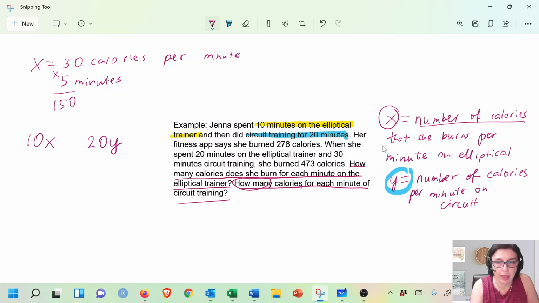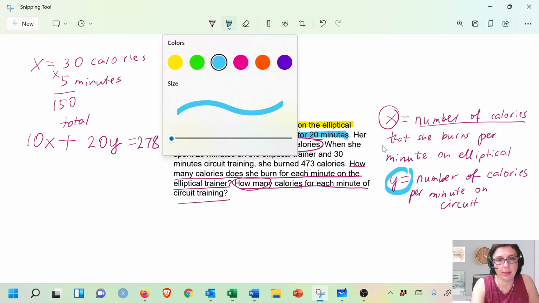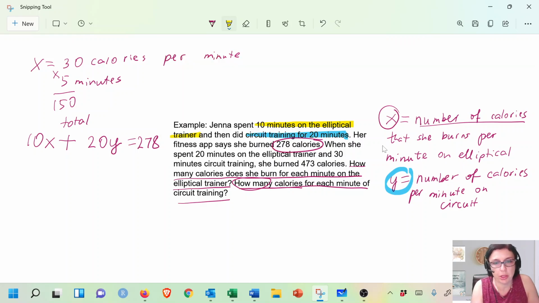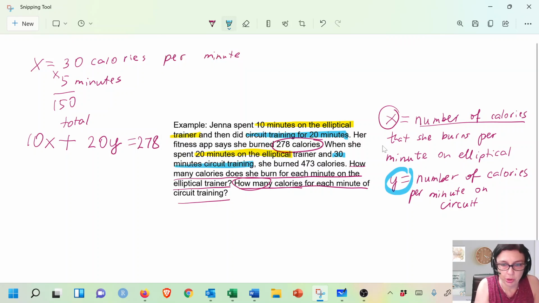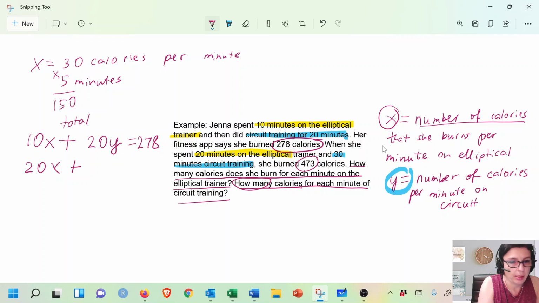Now, we know that the total, so whenever you hear the word total, you have to understand that that's a plus sign, okay? That's going to be 278 calories. So that's your equation number one. Now, after that, you should really understand that equation number two is going to be the same thing, just different numbers. So you have 20 minutes on elliptical, and then we have 30 minutes on circuit, and then the total is 473. So it's going to be the same thing. So you got 20x plus what else is there, 30y equals 473.